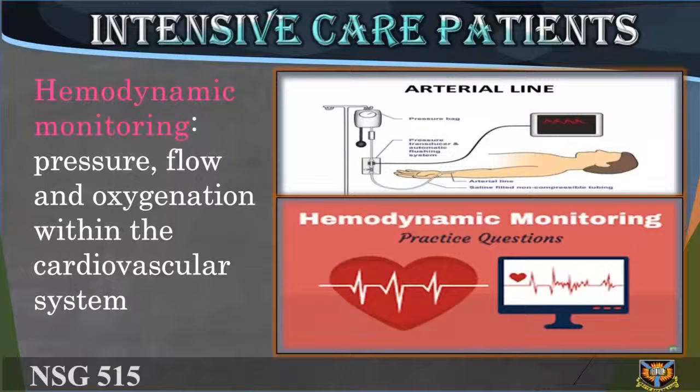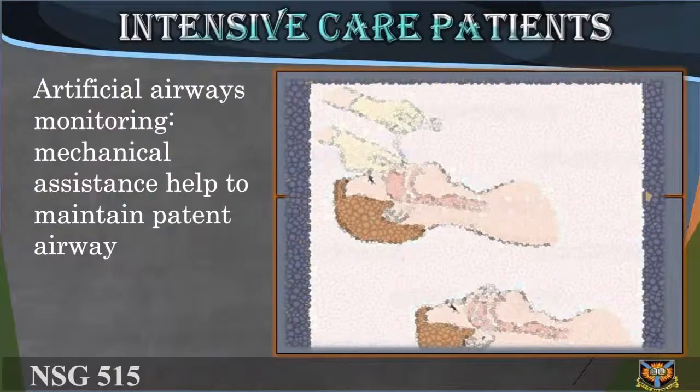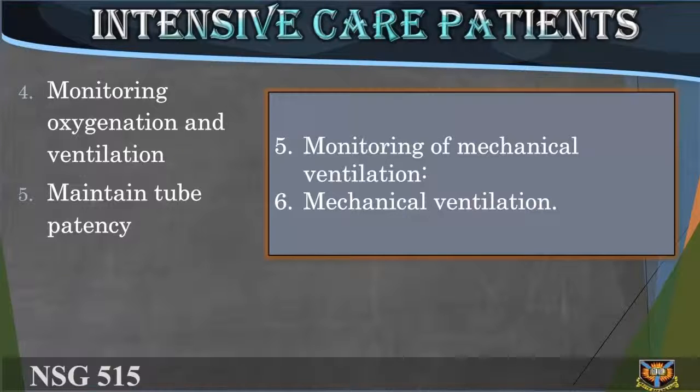1. Hemodynamic monitoring: pressure, flow, and oxygenation within the cardiovascular system. Circulatory assist device monitoring, used to decrease cardiac work and improve organ perfusion in patients with heart failure. Artificial airways monitoring: mechanical assistance to help maintain patients' airway. Monitoring oxygenation and ventilation, maintain tube patency. Monitoring of mechanical ventilation. The article below emphasizes more on these roles of nurses at the intensive care units.